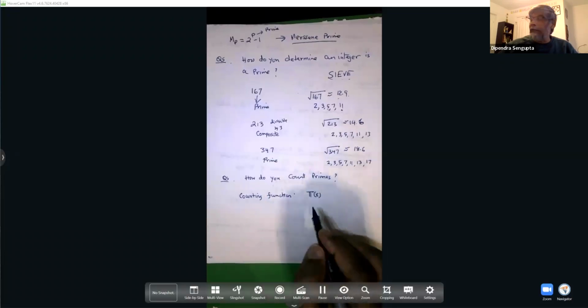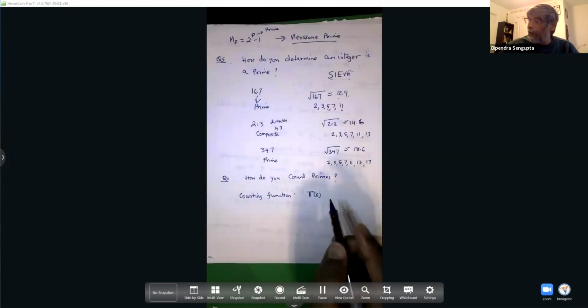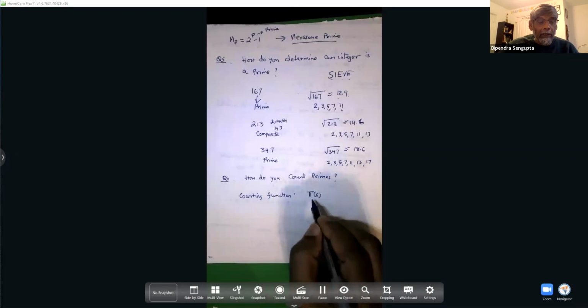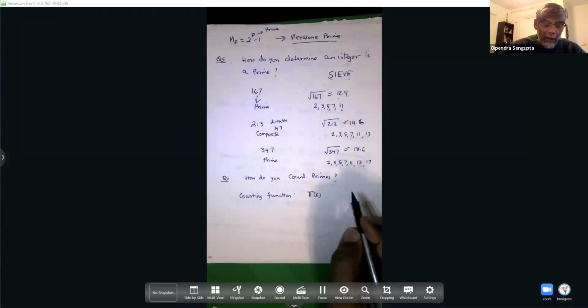For some reason, they use what is called pi of x, like f of x, function of x. Same thing, but here they use pi of x. So if you write pi of x, they know that you're counting primes. But this pi has nothing to do with our real pi. It's just a function of x.